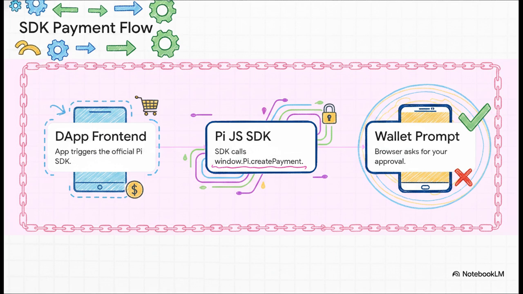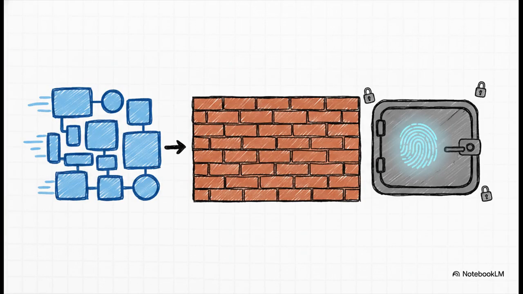Then that SDK triggers step 3, which is the Pi browser wallet confirmation prompt. Basically, the SDK opens up an official, highly secure prompt exclusively inside your Pi browser wallet to ask for your final approval. So the crucial point is, the app never touches your funds directly. Never. Because of that architectural handoff we just walked through, the decentralized app is completely 100% isolated from your wallet's core secrets. It's like an airlock.